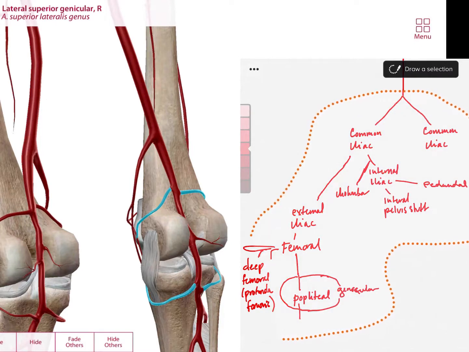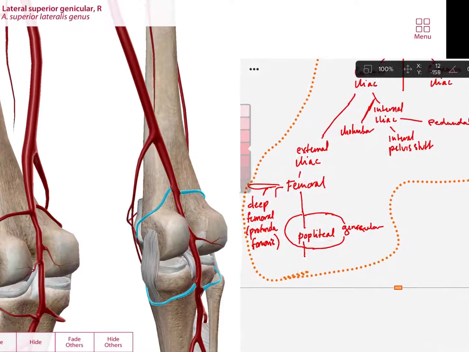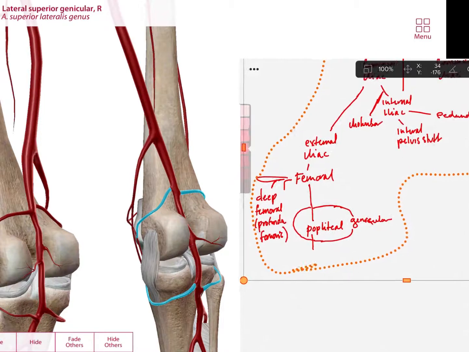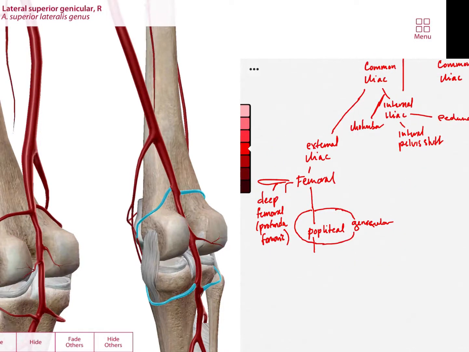Lateral superior is on the outside and it's on the femur because it's the top bone. Inferior medial is going to be on the tibia and lower. So there you go. All right.